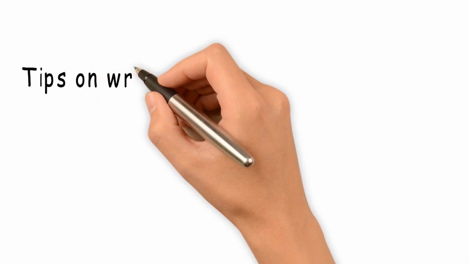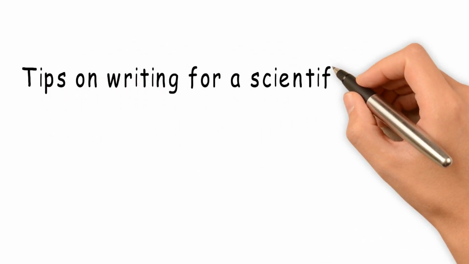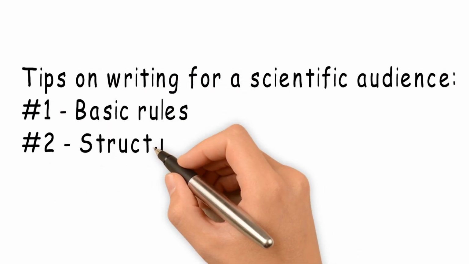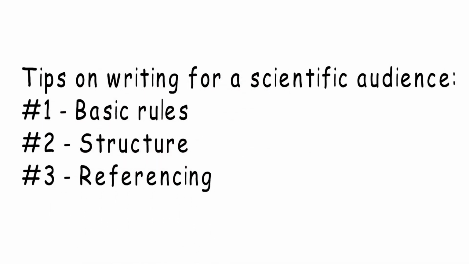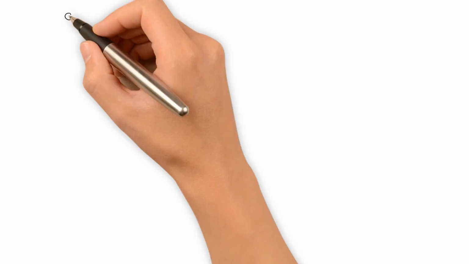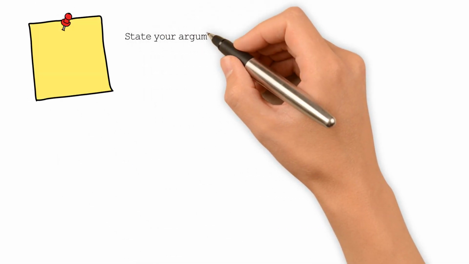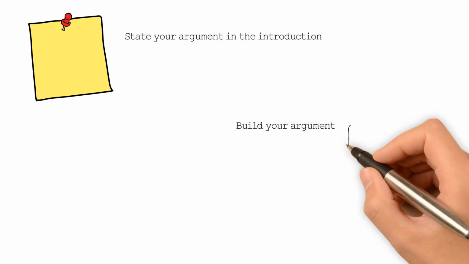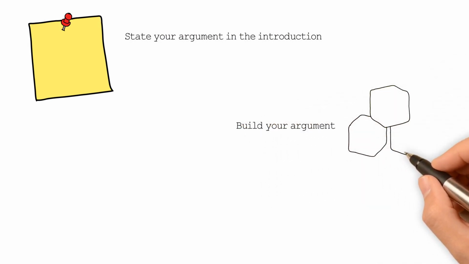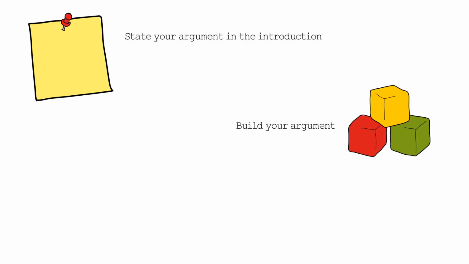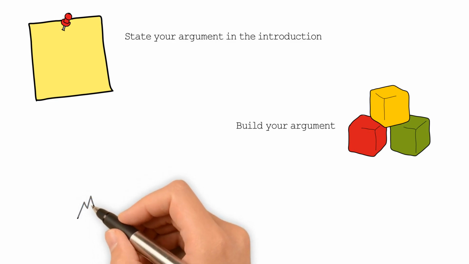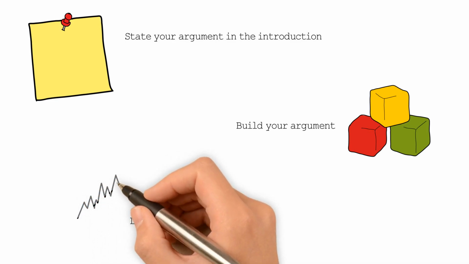So there we have it, some tips on how to write appropriately for a scientific audience, some basic rules for structuring an essay or article, and some help with referencing your sources. Remember, make an argument and state this in your introduction. Build your argument and use the rest of the essay to convince the reader that your argument is sensible, logical, and conforms to the facts. And finally, reach a logical conclusion. This is the most important point to finish the reader's journey with you.